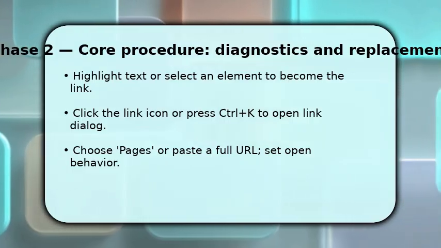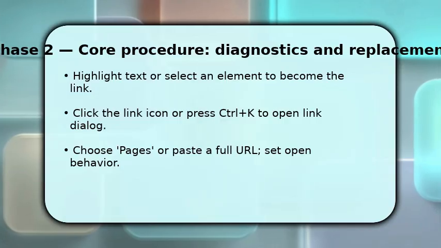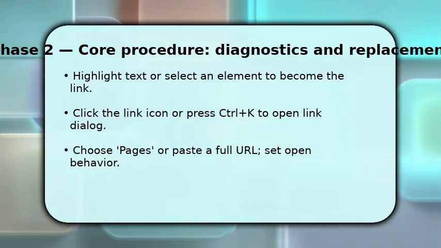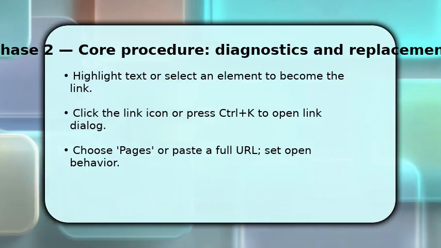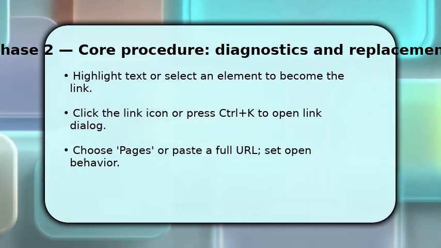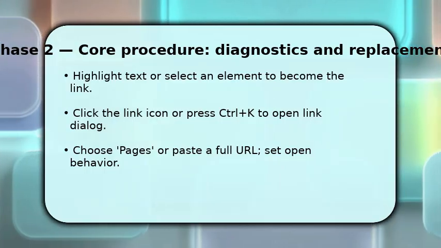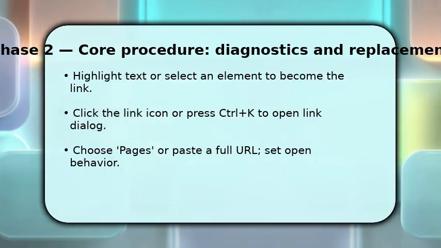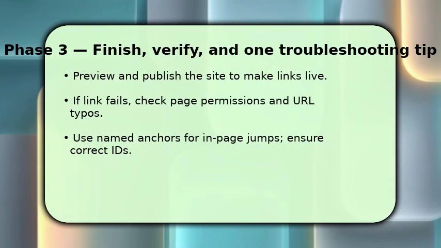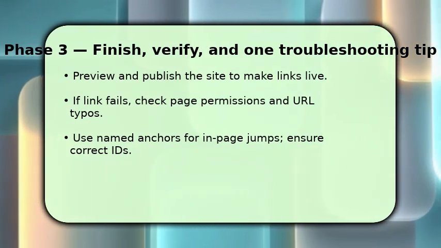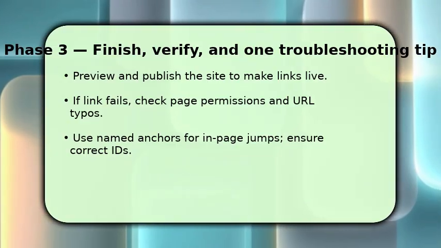Click the link icon or press Ctrl+K, then pick a page from the Pages list for internal linking or paste a full URL for external destinations. You can also link to a section anchor by using the page plus hash anchor pattern. This helps users land in the right spot. After selecting, confirm, and finally preview your site and then publish so links become live for visitors. This step makes the change public.